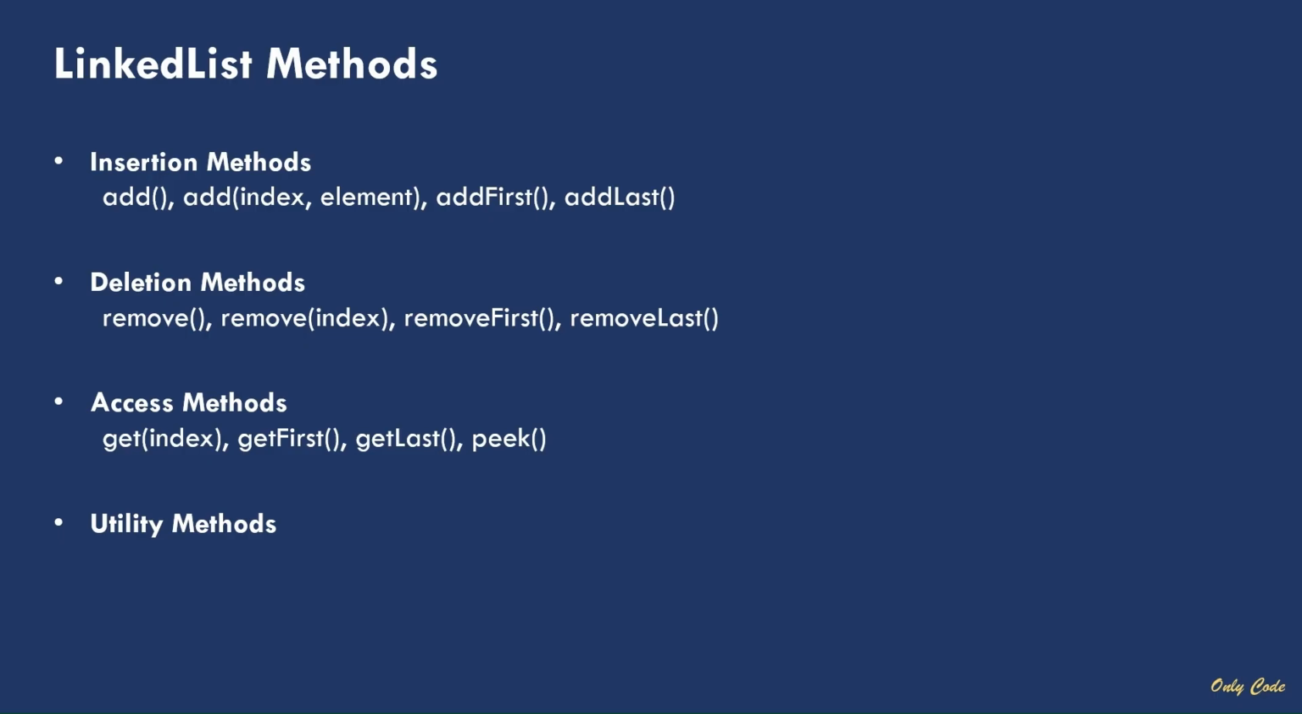Utility methods. These help with checking or modifying the list state. Contains checks if the element exists in the list. Index of returns the index of the first occurrence. Size returns the number of elements. Is empty returns true if the list has no elements. Clear removes all the elements from the list.